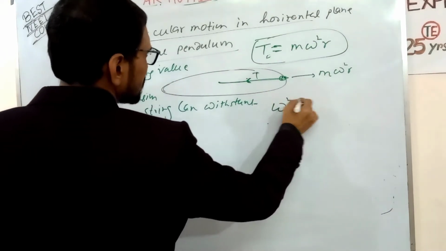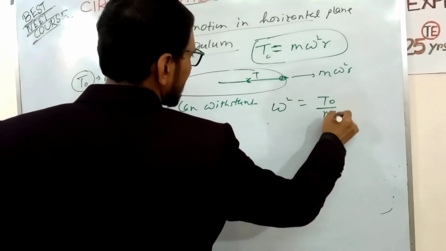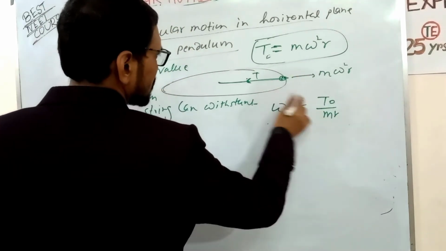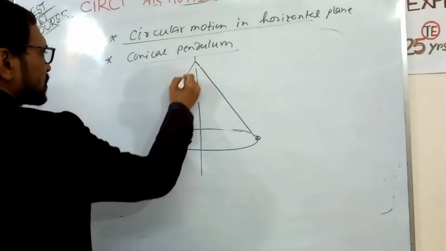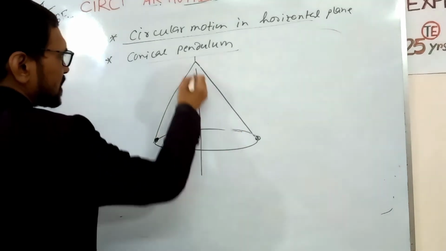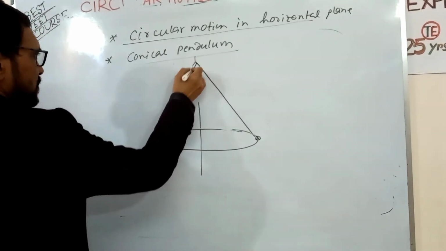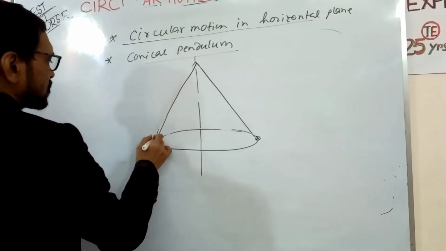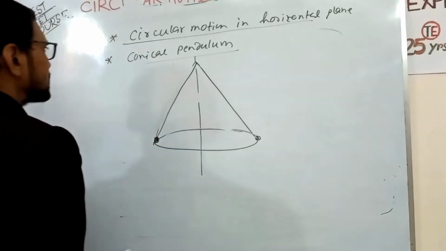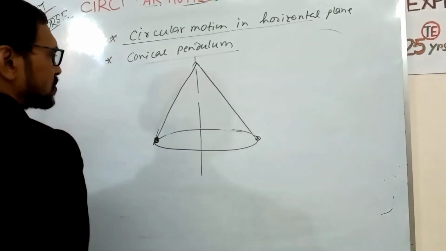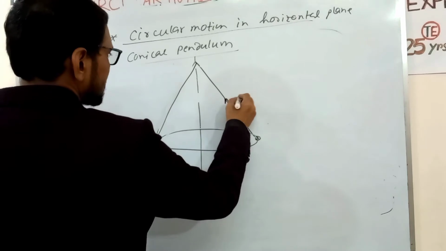So omega square equal to T0 by m r, where r is constant, so omega equal to this. Now, if the stone rotates in a horizontal plane in a conical pendulum shape, what is the tension of the string?